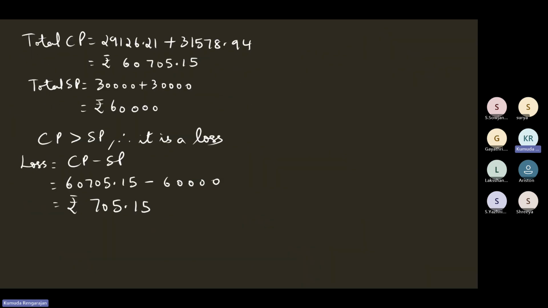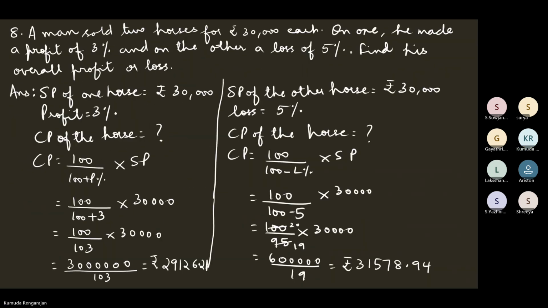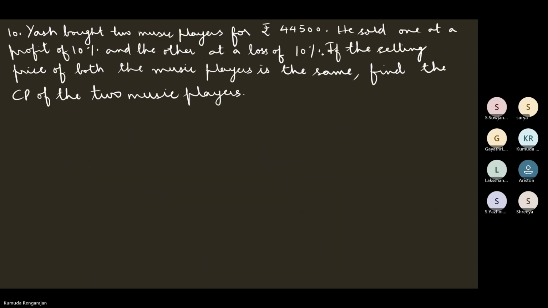When it is each, have we taken? See here. A man sold 2 horses for rupees 30,000 each. This means SP of one horse is 30,000. SP of the other horse is also 30,000 because 30,000 each. Whereas here, 2 music players purchased for 44,500. There's no word each here. And it is bought, so cost price.